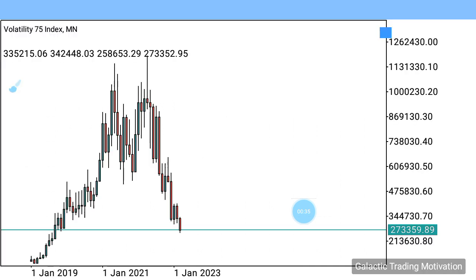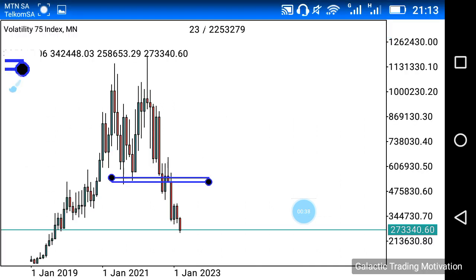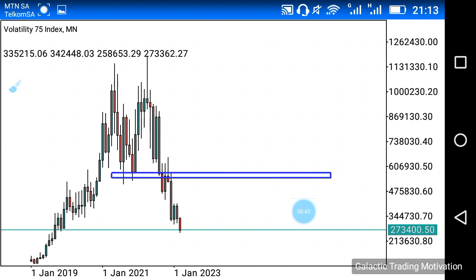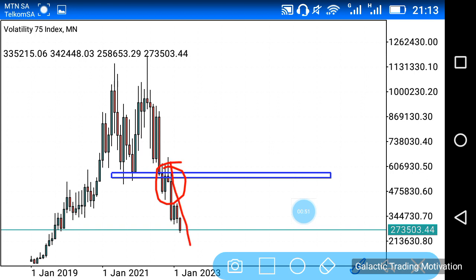Before we continue, I just want to add an actual neckline to the structure over here. Just bear with me. So we could say that's our neckline. And guys, at this point over here, we saw that price broke to the bottom side of that neckline and then went back up to the neckline to test it and then pushed further down, right?